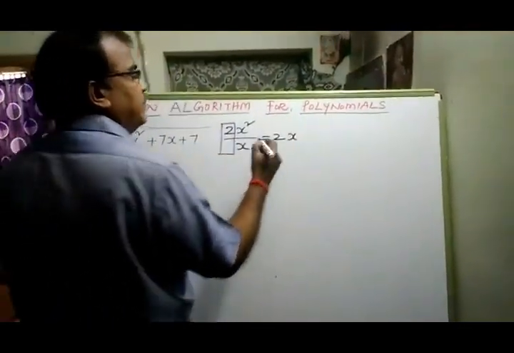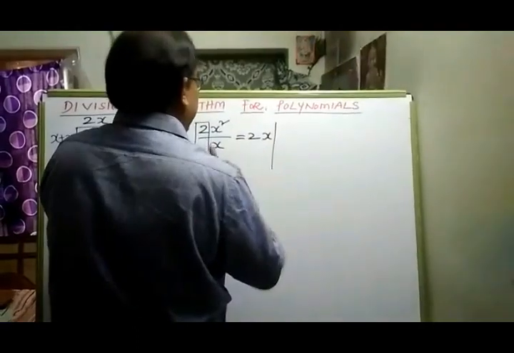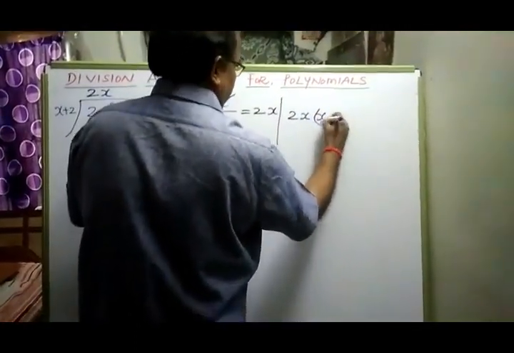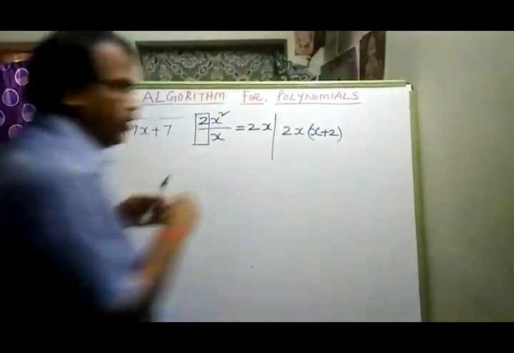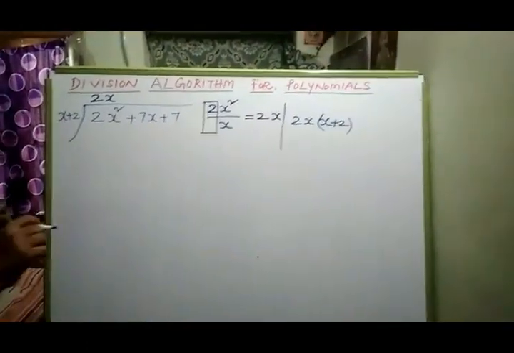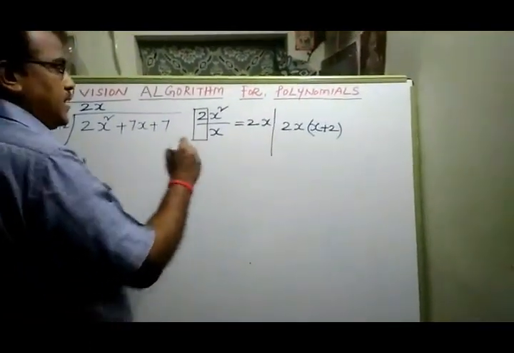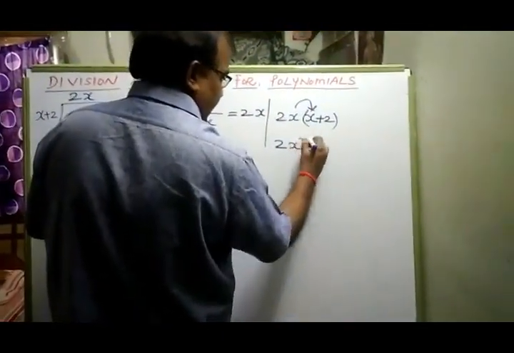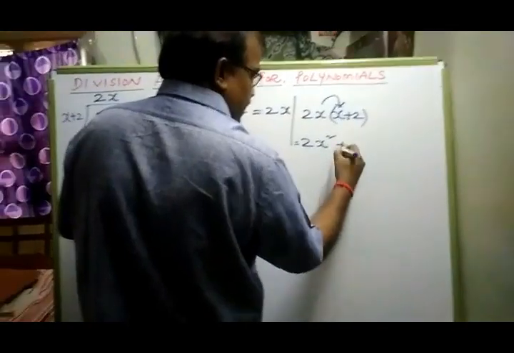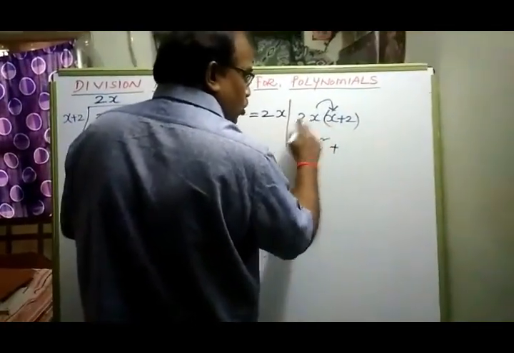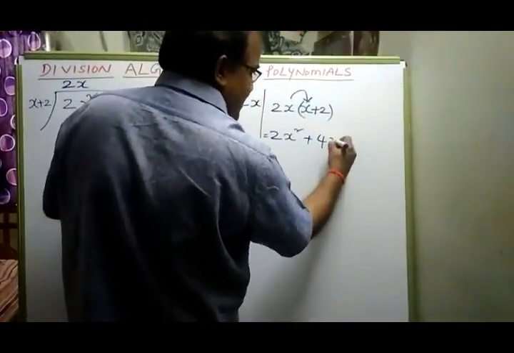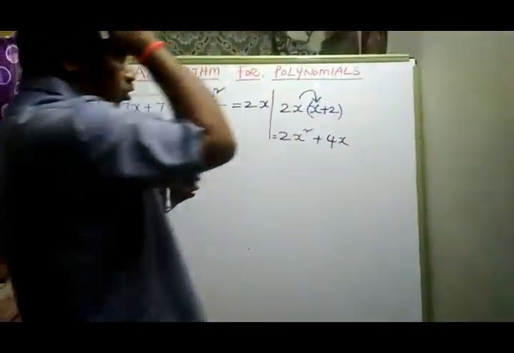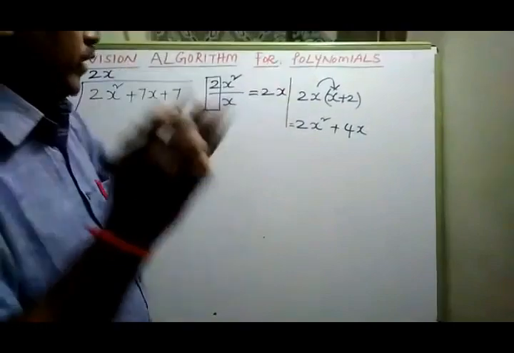What is the next step? The next step is this partial quotient into divisor. First of all, you multiply the partial quotient into the divisor. 2x into x, 2x square, plus 2x into 2, 4x.